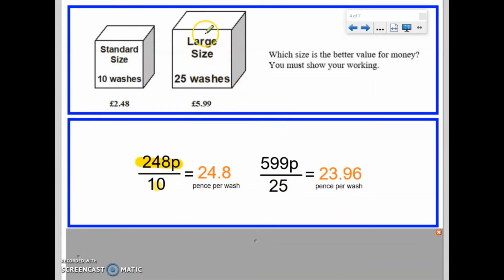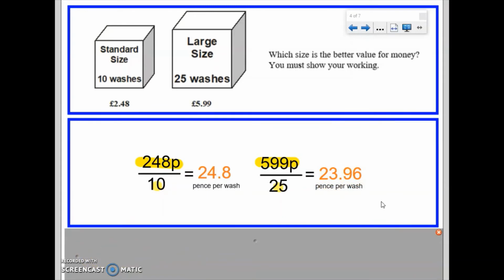And for the larger size, price divided by quantity of 25 tells me that the price per wash is 23.96 pence. So you can see that the price for one wash is slightly cheaper when we're looking at the large size box. So this is our better value. This is our best buy.